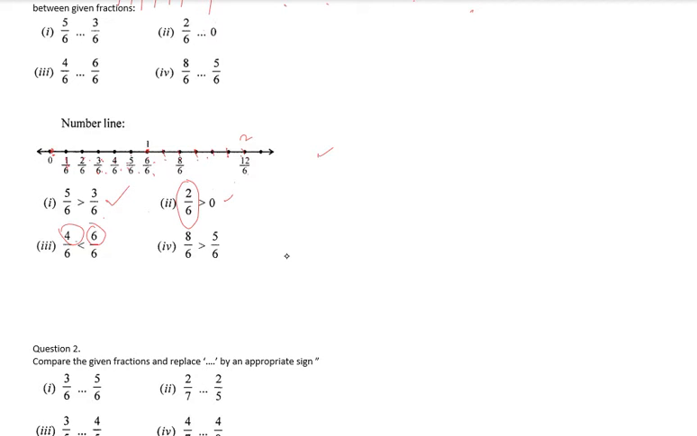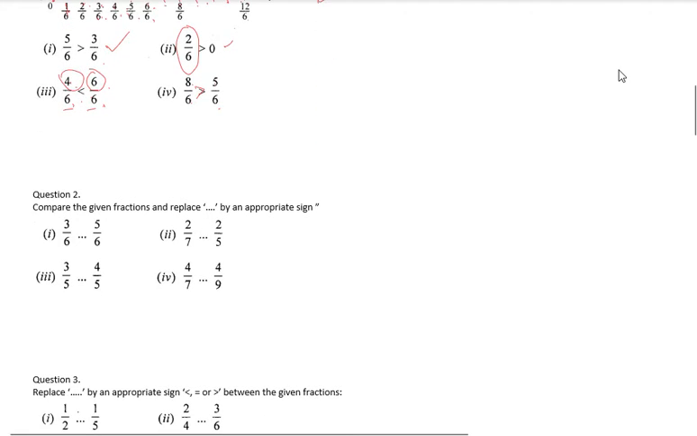So 6 is bigger than 4, so 6 by 6 is greater than 4 by 6 because they are like fractions and have the same denominator. Then 8 by 6 and 5 by 6, the same way: 8 by 6 is greater than 5 by 6.